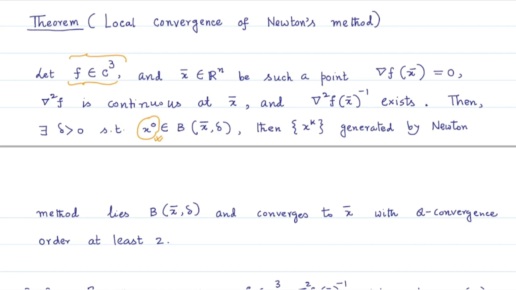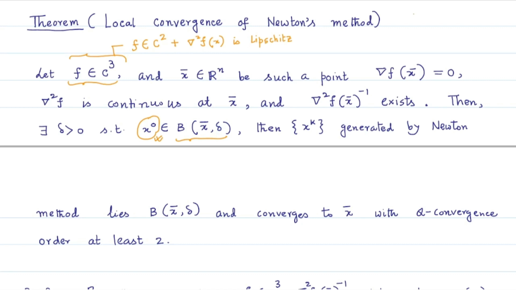But this local convergence result of Newton's method is also valid for a function that has second continuous partial derivatives. But for second continuous partial derivatives, we need some extra condition, that the Hessian matrix is Lipschitz in some neighborhood of the stationary point x bar. So I make a note here that instead of the function having continuous third order partial derivatives, you could also go with the function f having continuous second order partial derivatives and the Hessian being Lipschitz in some neighborhood of the point x bar.